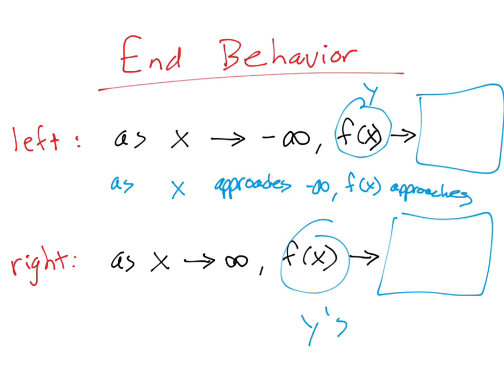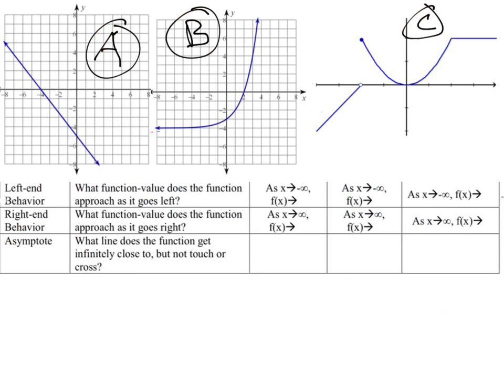What are the y's doing as you go left forever versus what are the y's doing as you go right forever? Not all functions just go to negative infinity and then positive infinity. Some of them go up to 3, and some of them go to negative infinity on the right side, and that's totally fine. But remember, you always start with the same phrase, and the only thing that changes is the blank at the end. So let's practice this on some functions that you've been seeing.